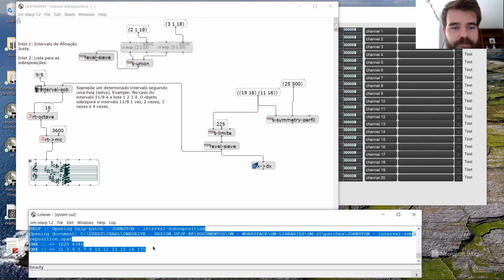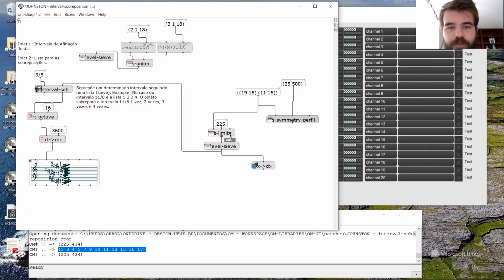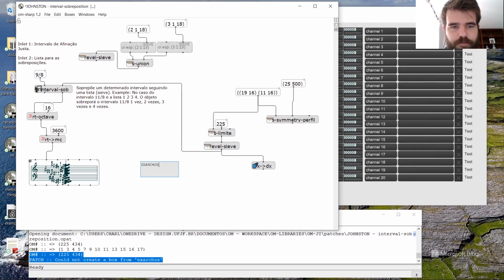So here I have a sieve. Oh yeah, this is important. Here we have, for example, Xenakis, who is writing about the theory of sieves. This guy, sorry, Dmitri Xenakis. He divides the theory of sieves between sieves that are symmetrical and sieves that are not symmetrical. The symmetrical sieves are the palindromic sieves.